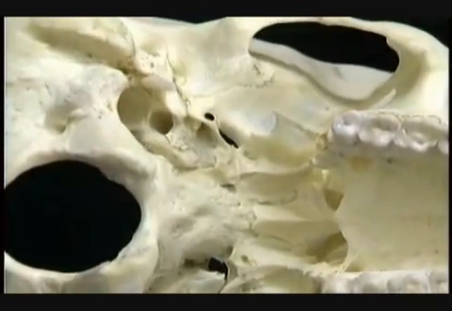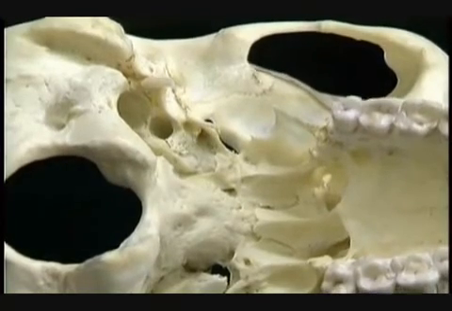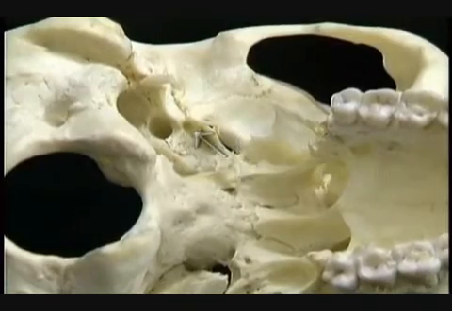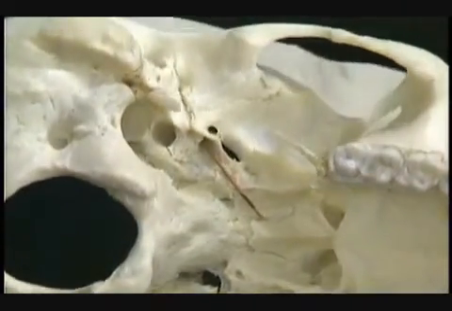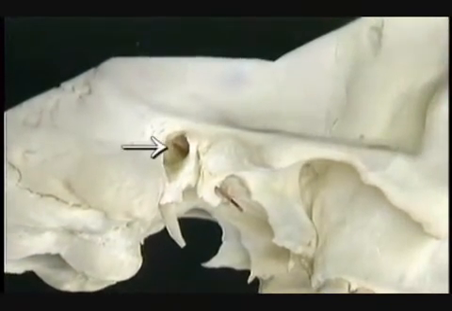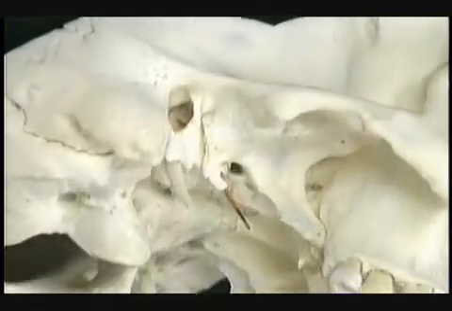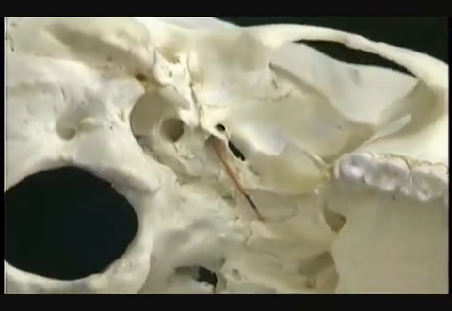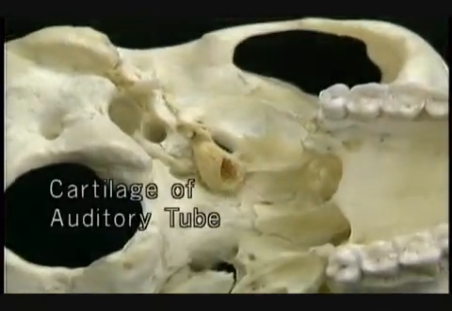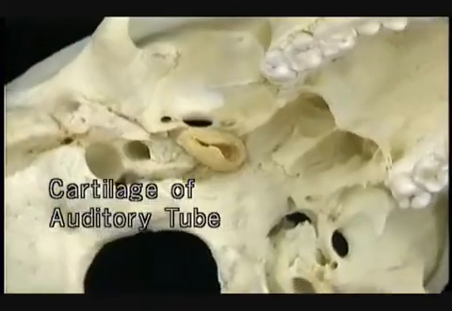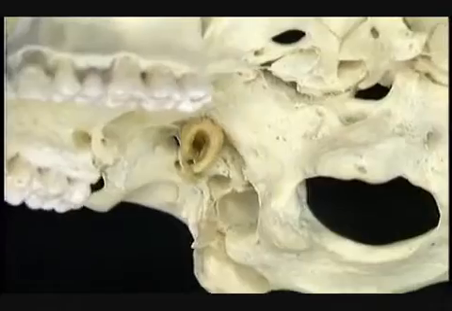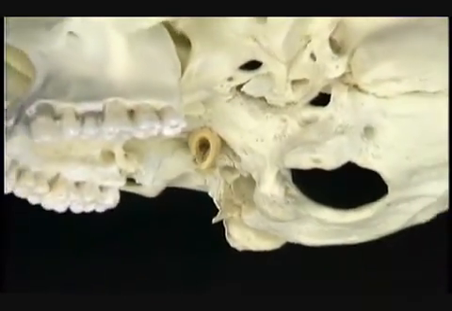In front of the opening for the carotid canal, there's one further opening that we haven't seen yet, the opening for the auditory tube, also called the eustachian tube. The auditory tube passes backwards and laterally to emerge here in the middle ear. The auditory tube is longer than this. Medially, it's prolonged by a tube of cartilage, represented by this colored material. The auditory tube opens into the nasopharynx, as we'll see.